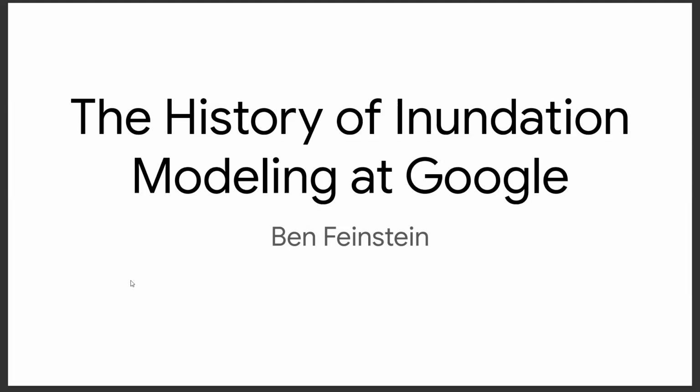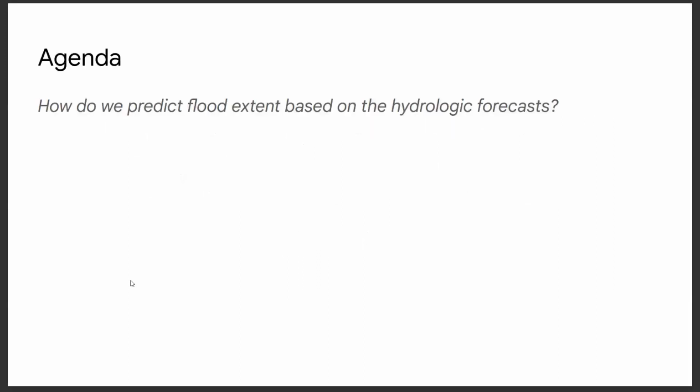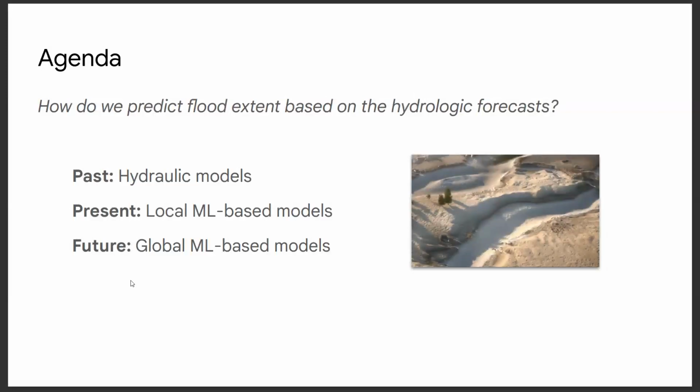I'll talk briefly about the history of inundation modeling at Google, at the flood forecasting initiative at Google. So, in the inundation modeling team, we asked the question, how do we predict flood extent based on the outputs of the hydrological model? And we had a few approaches over time. So we began with hydraulic models that I will elaborate more about. We'll continue with our current approach, which is a local ML-based model. And I'll talk briefly about our future and what we have started recently, which is really a global ML-based model.